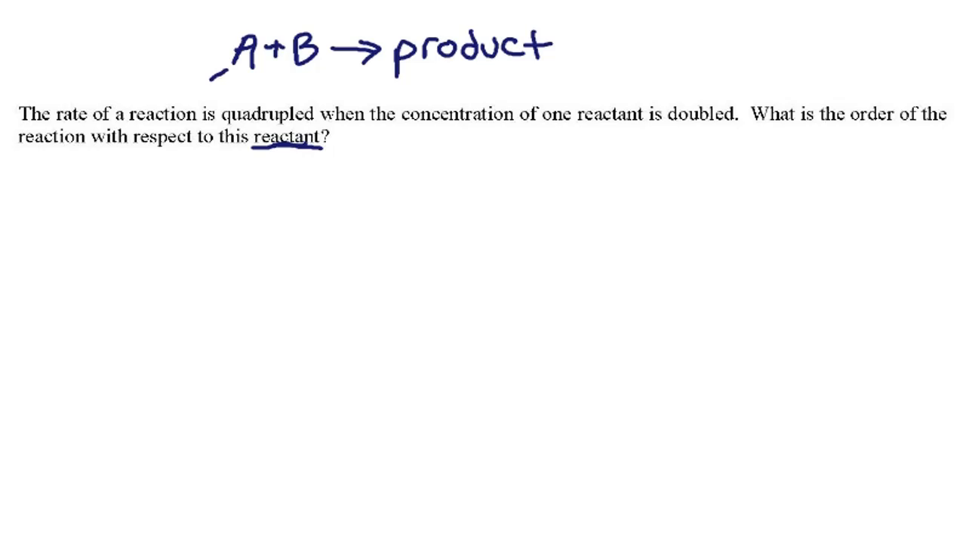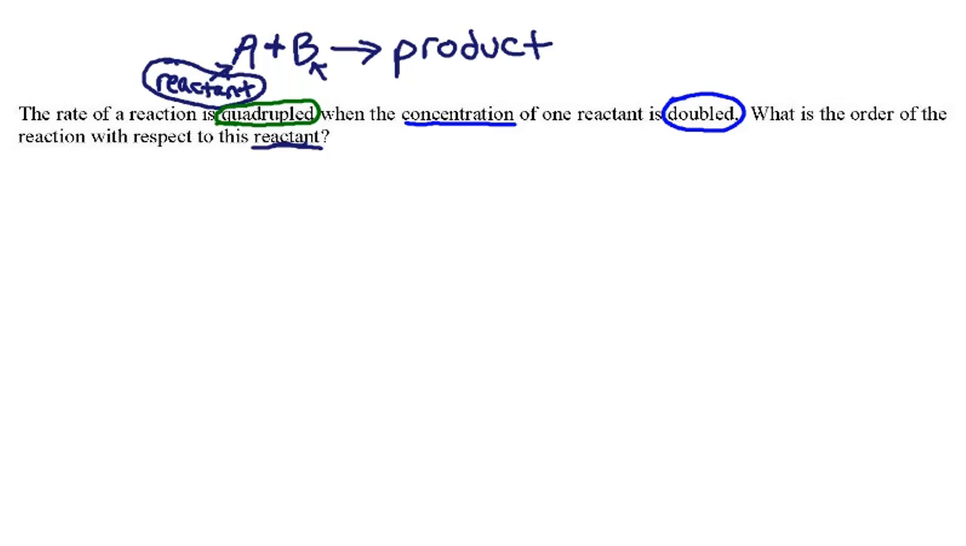So A in this case would be a reactant. So even if it's plus B, even if we have other reactants in there, we're just dealing with one reactant right now in this question. So it says the rate of a reaction is quadrupled when the concentration of one reactant is doubled.